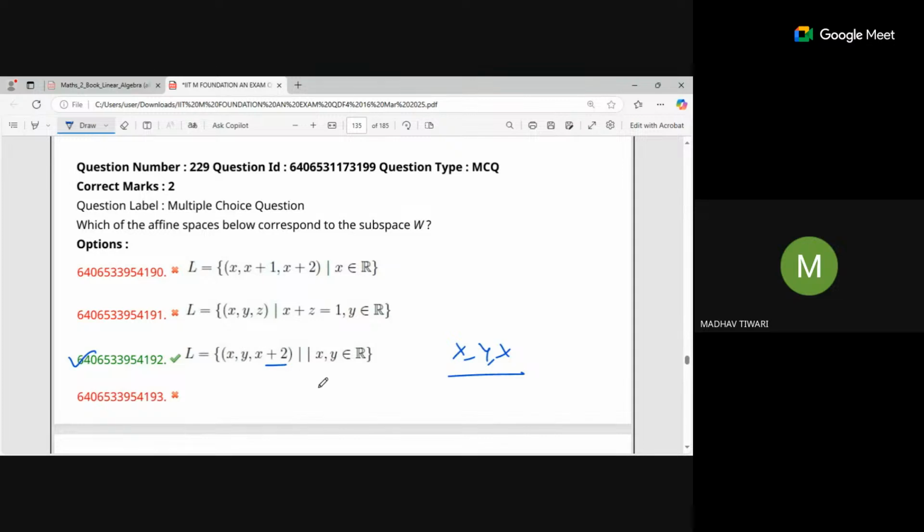What else you can try is to write this one as (x, y) going to (x, y) plus (0, 0, 2). So I can rewrite it as (x, y, x) plus (0, 0, 2). This is my translation vector. Yes, so this is a better approach, and in this way you can continue.